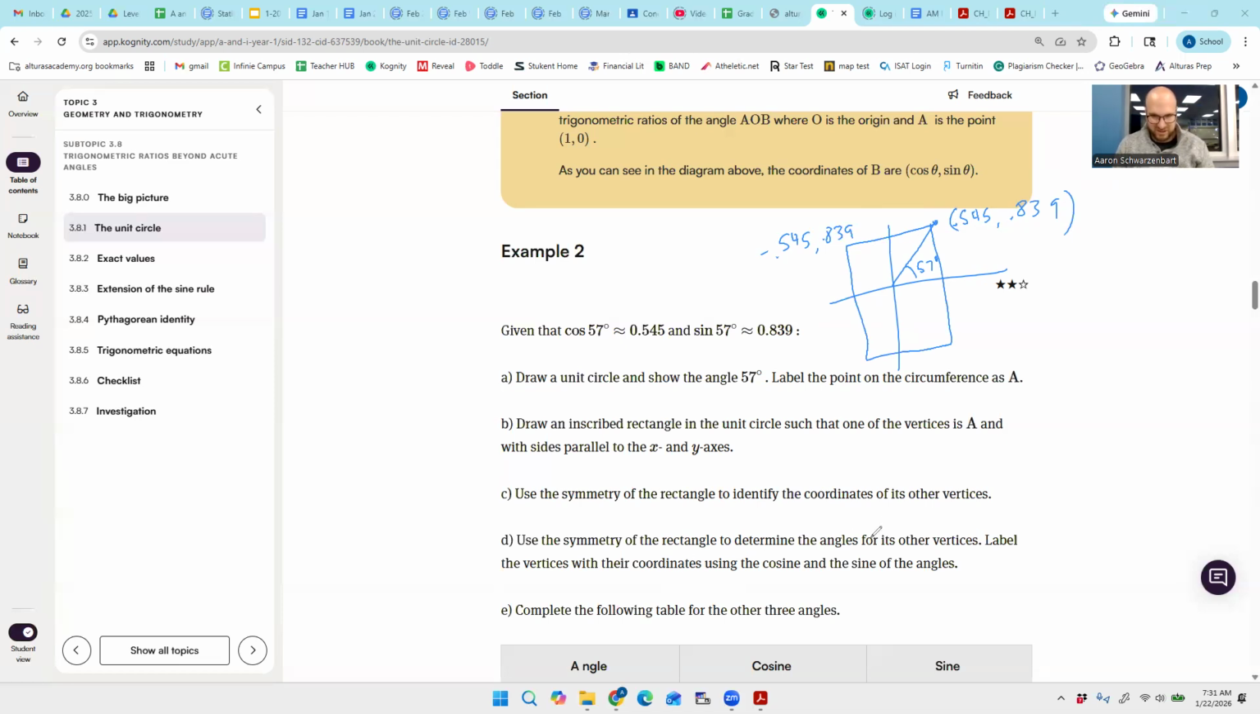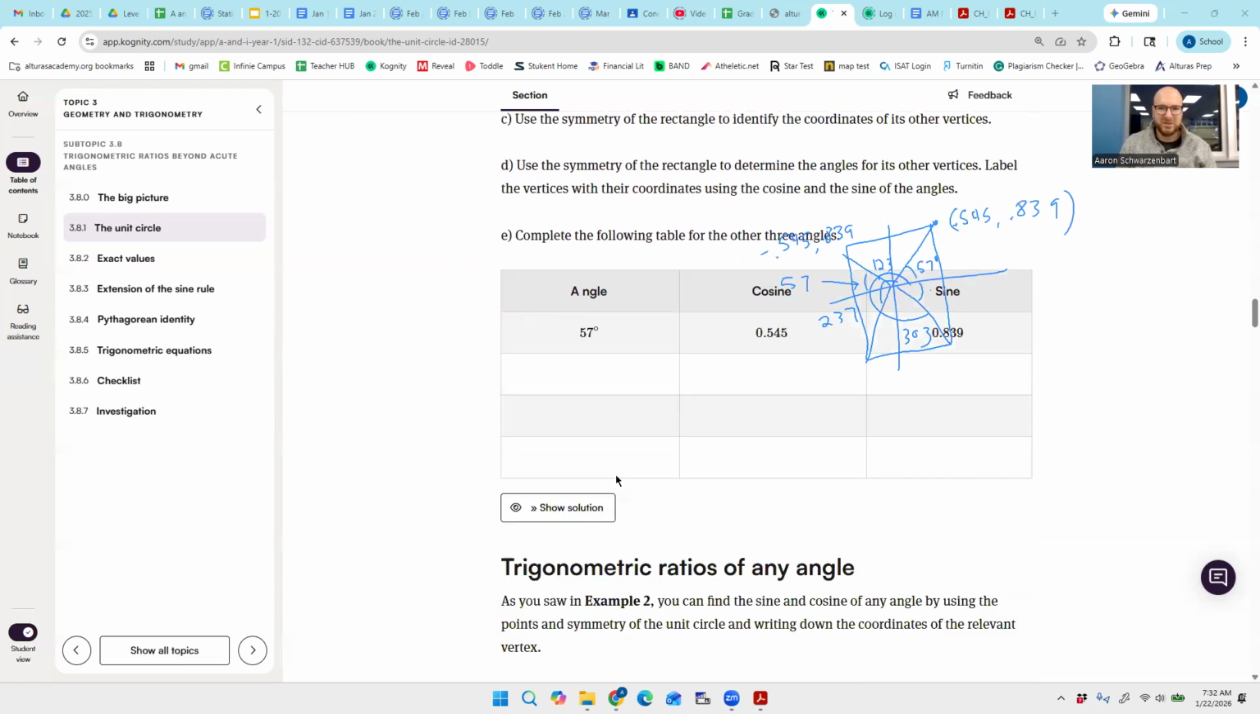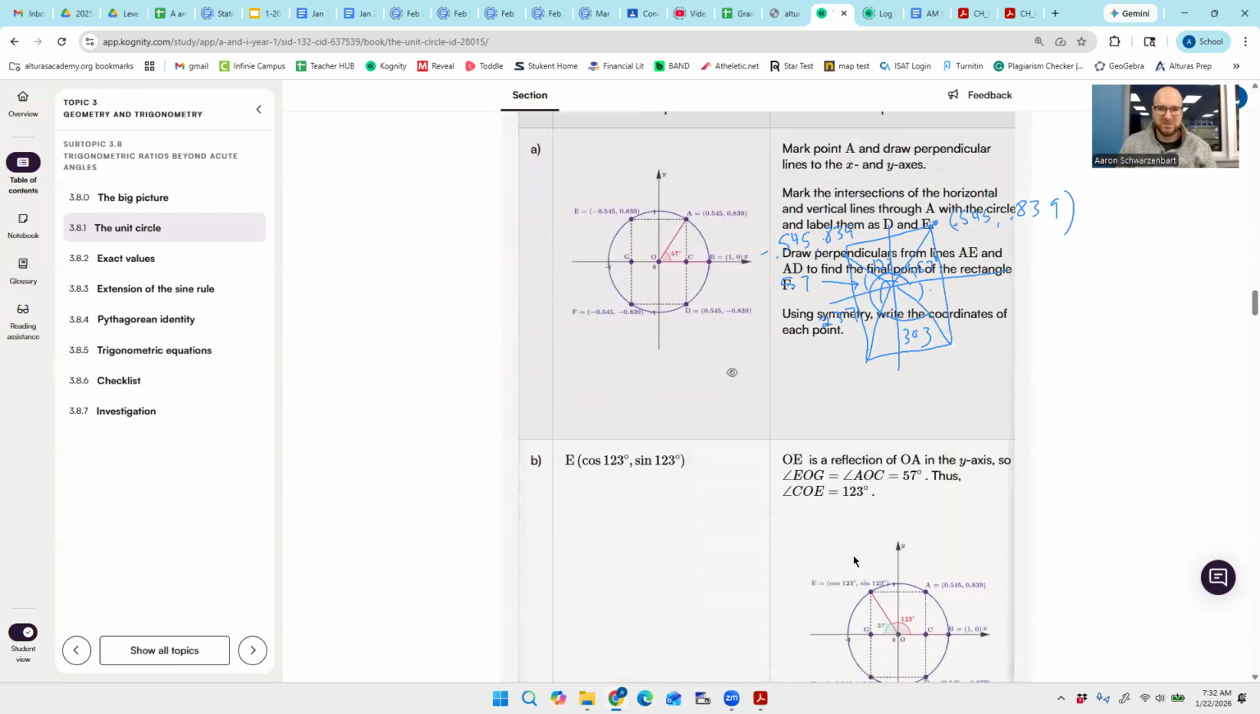Use symmetry of the rectangle to determine angles. So if this is 57, that's 57 there. I can subtract that from 180 and get 123. I can add 57 to 180 and get 237. I can subtract 57 from 360 and get 303. And then this is to complete the table, showing all the rest of them.